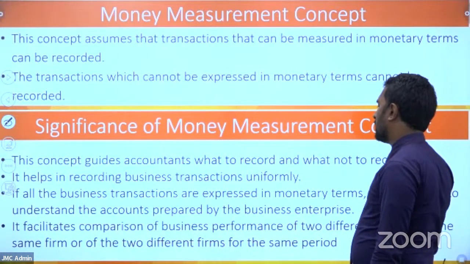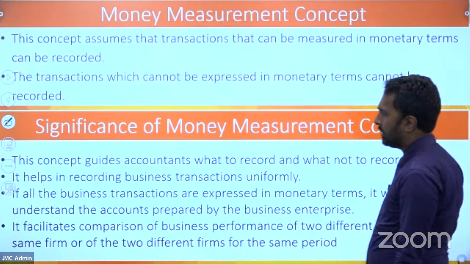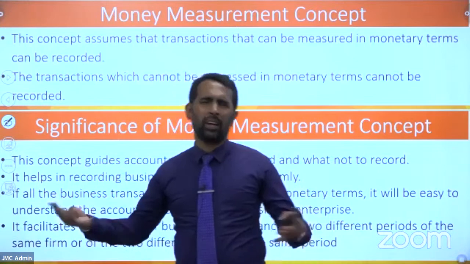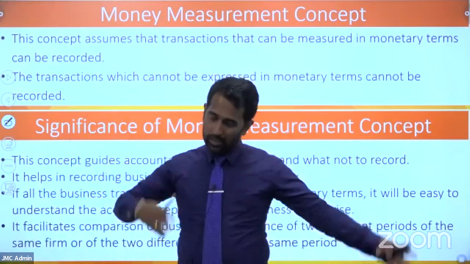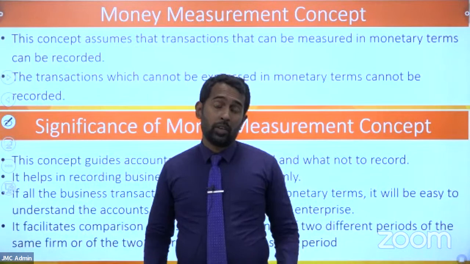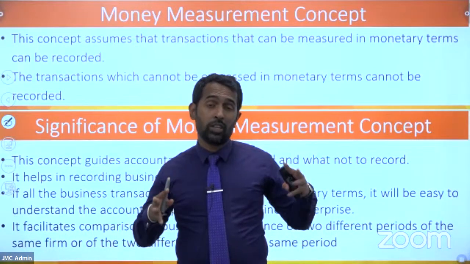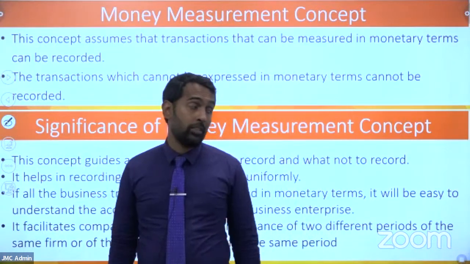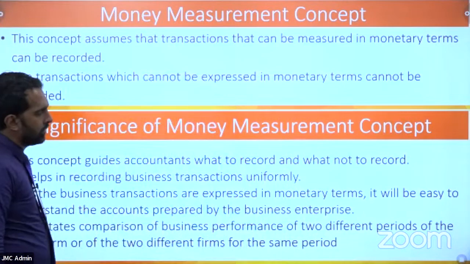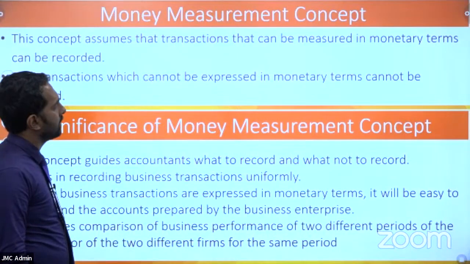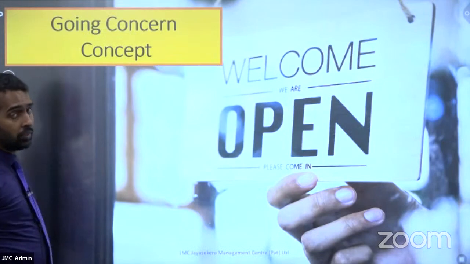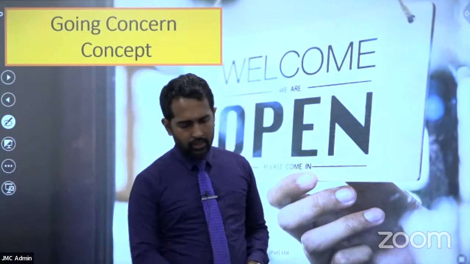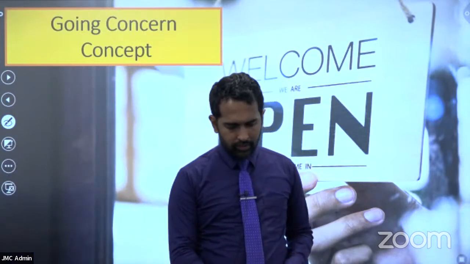It facilitates comparison of the business performance of two different periods of the same firm, or two different firms for the same period. Now you can compare with the previous year, with a similar company, because all the financial information is in monetary terms. So that is what we call the money measurement concept. With that, we move on to the going concern concept.